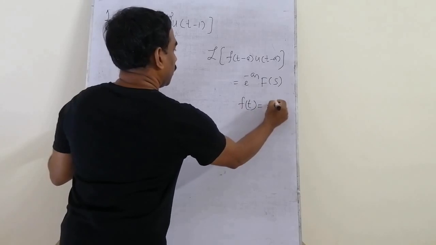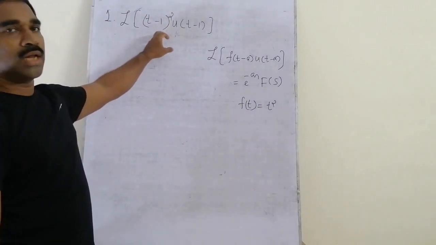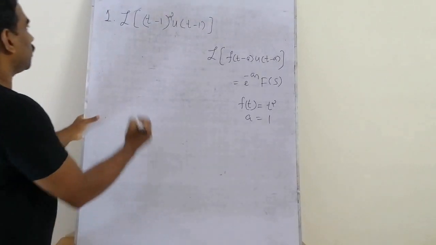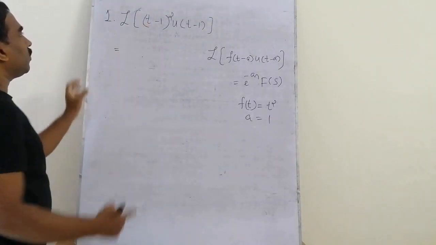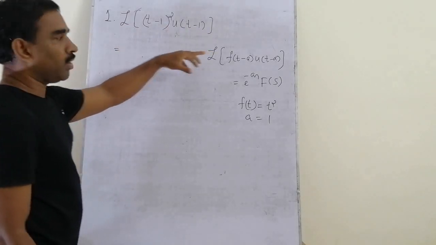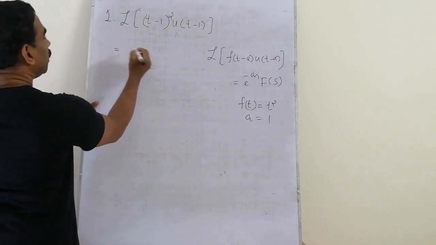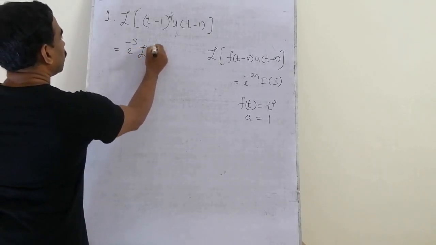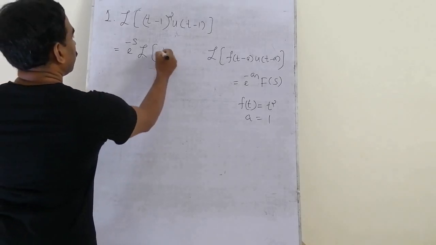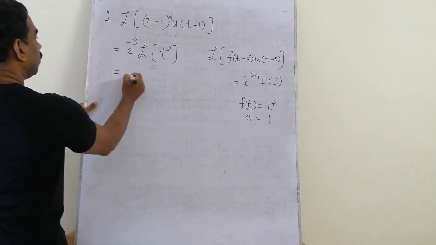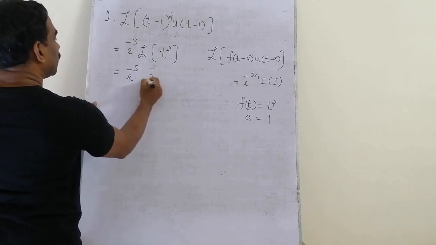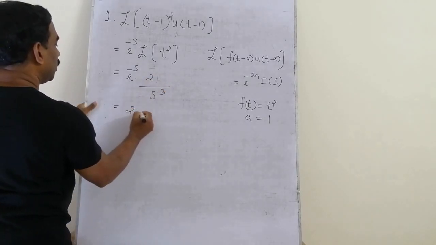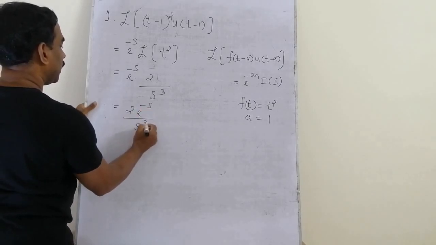t^2, and this function is shifted 1 unit to the right, and u(t - a) where a is equal to 1. So the Laplace transform of (t - 1)^2 u(t - 1), according to the second shifting theorem, is equal to e^(-as), that is e^(-s), into the transform of the function t^2. Transform of t^2 is, by standard result, 2 factorial divided by s^3. So this is 2e^(-s) divided by s^3.